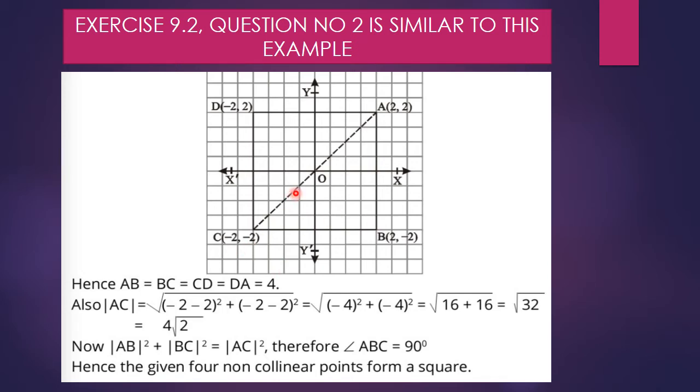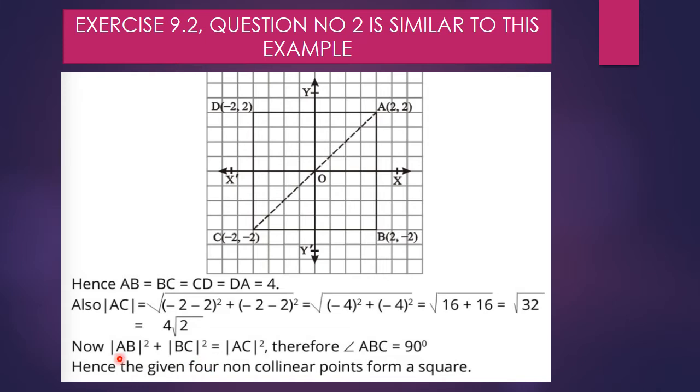Pythagoras theorem says that hypotenuse square is equal to base square plus perpendicular square. So, we are going to check AC square is equal to AB square plus BC square. AB square means 4 square, that is 16. BC square means 4 square, 16. 16 plus 16 is 32, and AC square is (4 root 2) square, 16 into 2, which is again 32.